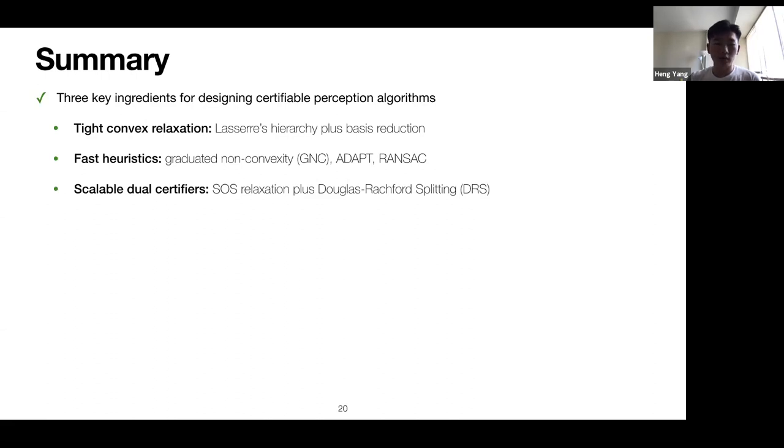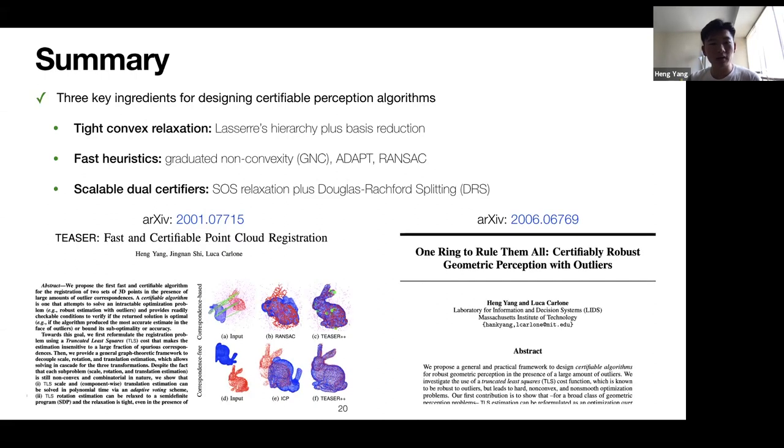With that, I want to conclude my talk, and I also point you to two papers: one is TEASER and the other one is the general certifiable perception with outliers. Both of them are available on arXiv for people who are interested in the technical details. With that, I want to thank you and ask for any questions.